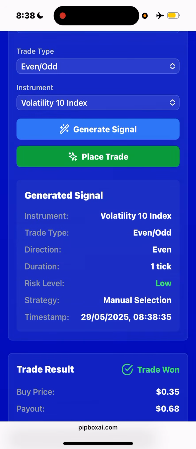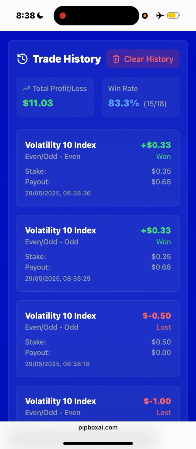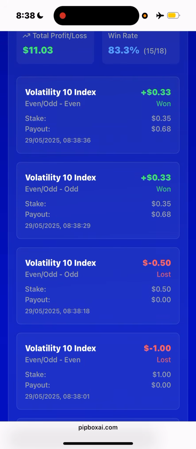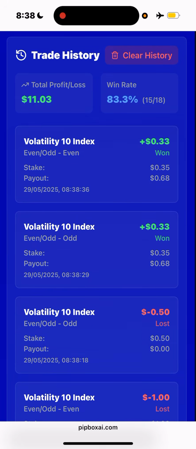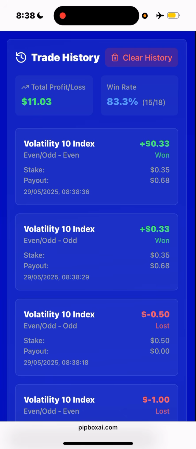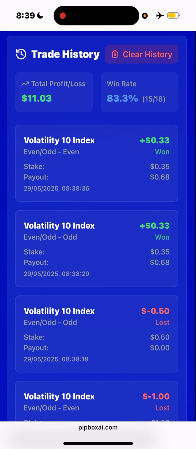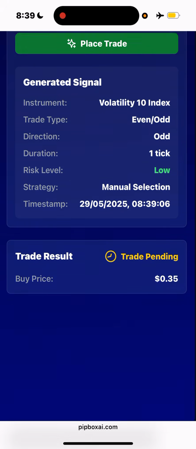Now in this case we have made loss twice. We made loss of 1 USD and we made loss of 0.5 USD. Now we need to recover the 0.5 USD before we recover the 1 USD. Now to recover 0.5 USD, we use a stake of 0.35 USD. So 0.35 USD is the default stake on Deriv.com, and using 0.35 USD, we only trade 3 times to recover 0.5 USD.